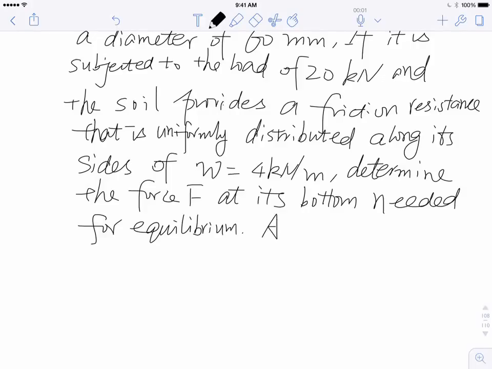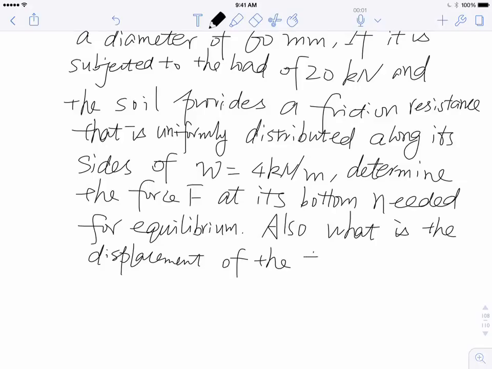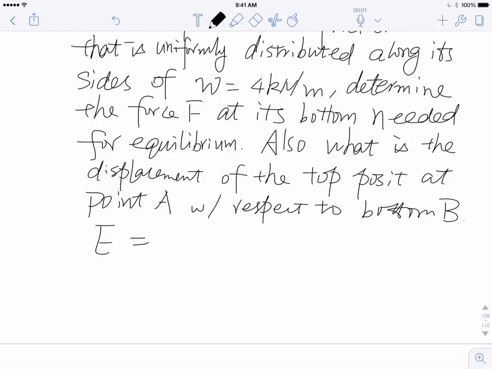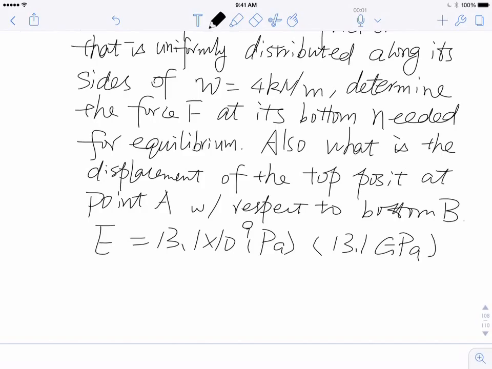Okay, so also, what is the displacement of the top of the post at point A? So basically point A is the top of the post with respect to bottom point B. Okay? Alright, and then Young's modulus of the material is 13.1 times 10 to the 9 Pascal. In other words, it's like 13.1 gigapascal. Okay? Alright, so that is the problem.